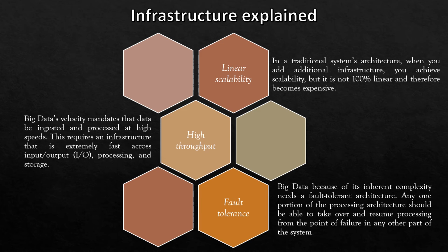The third one is fault tolerance. Big data, because of its inherent complexity, needs a fault-tolerant architecture. Any one portion of the processing architecture should be able to take over and resume processing from the point of failure in any other part of the system. It cannot afford any point of failure in the system. That is what fault tolerance means.